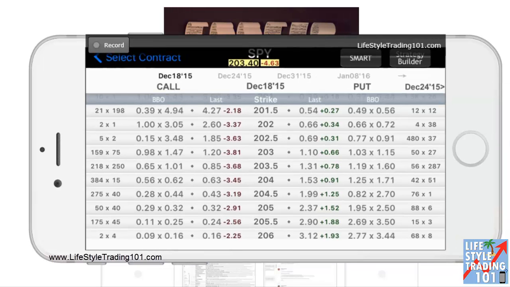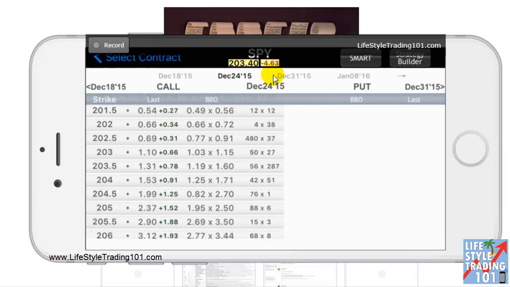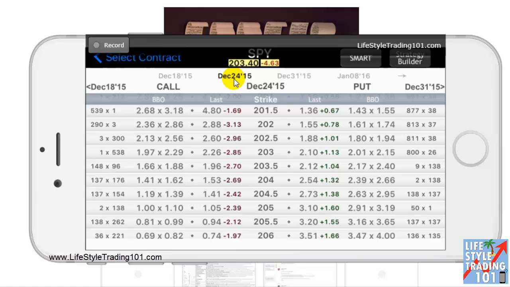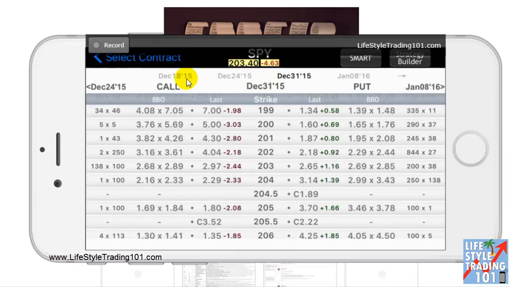Alright, so here this is what we have. This is called the option chain. So here at the top you have the different expirations. This is the nearest one. This is one week afterwards, and then the week after that, and the week after. So every week there's a different set of expirations. I can change it to December 24th, and a different expiration will show up. I can change it to the 31st, and that one will show up.